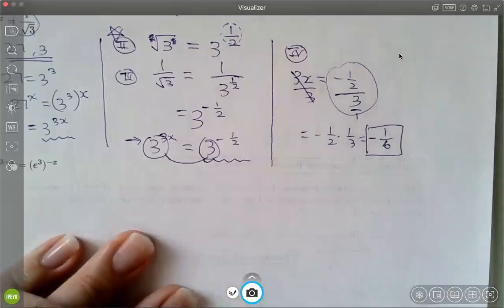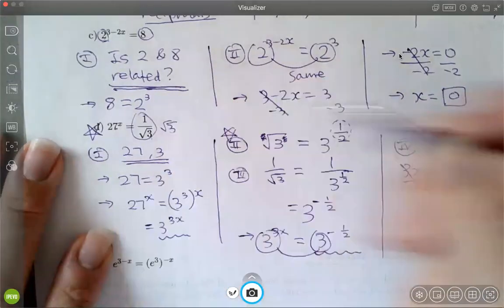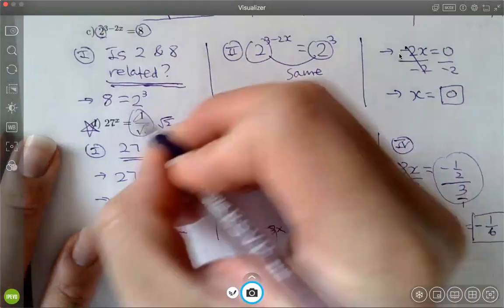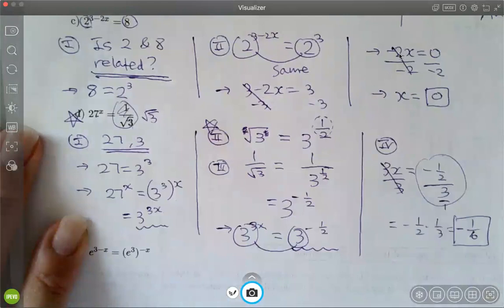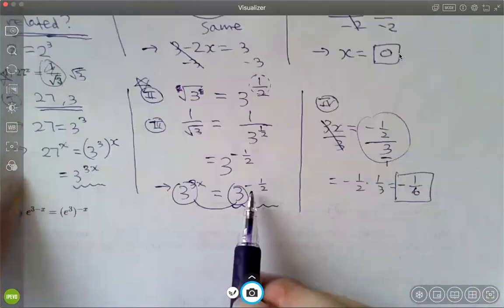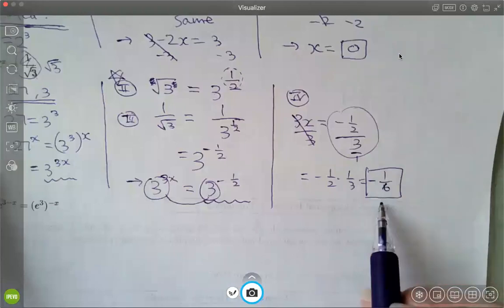Okay, why not? Because what if we had just square root of 3 on the right hand side? Okay, not 1 over square root of 3. Then we won't see any negative answer, right? Because then we'll have just 3 to the power 1/2. And so the answer would be just positive 1 over 6.